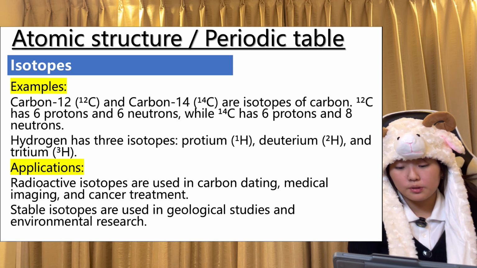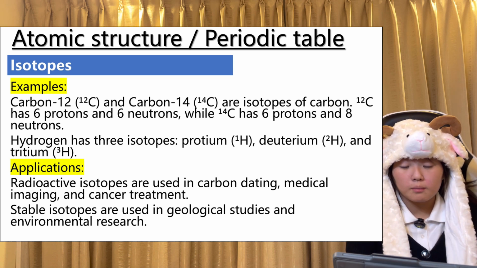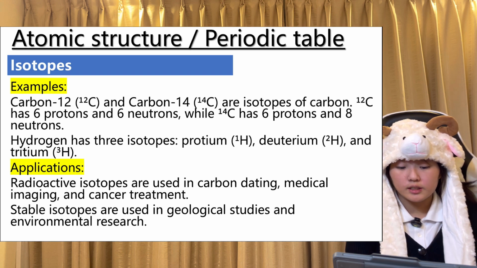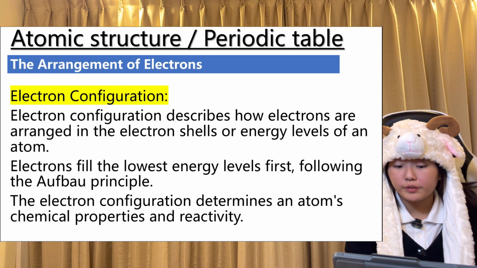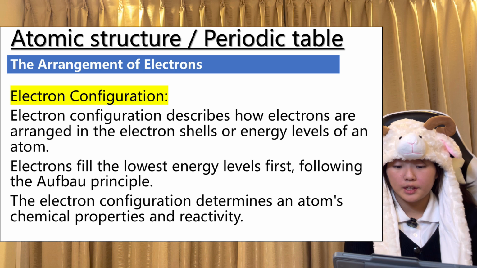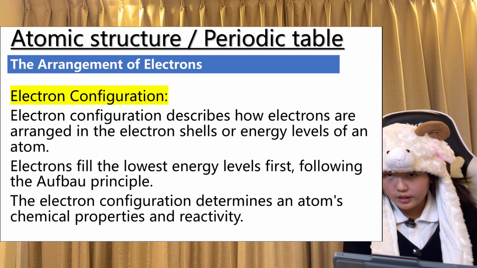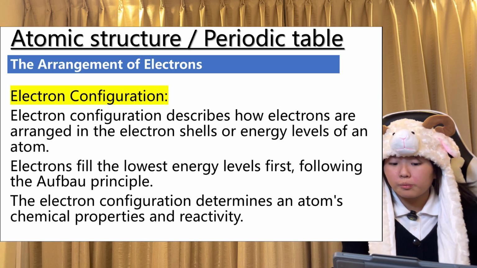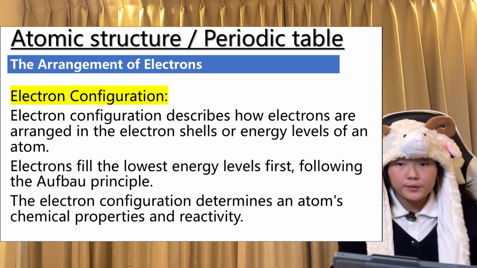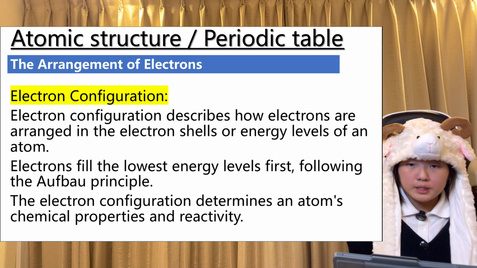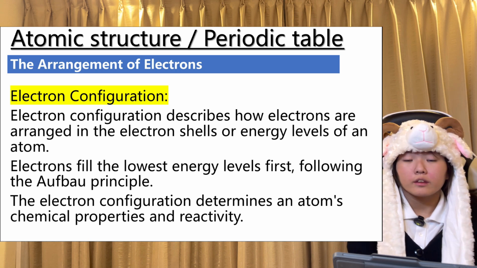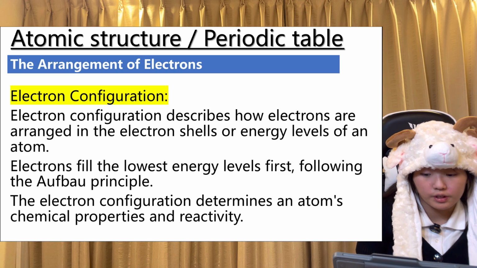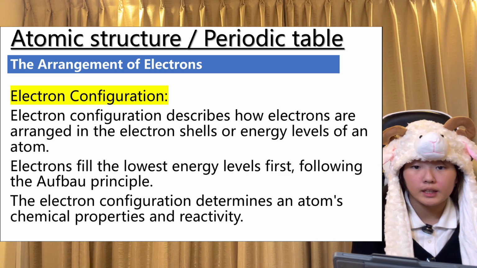Radioactive isotopes can be used in carbon dating, medical imaging, and cancer treatment. Stable isotopes are used in geological studies and environmental research. The electron configuration describes how electrons are arranged in the electron shells or energy levels of an atom. Electrons fill the lowest energy levels first, following the Aufbau principle. So if you take away one electron from the smallest energy level, then an electron from the next energy level will replace it. The electron configuration determines an atom's chemical properties and reactivity.